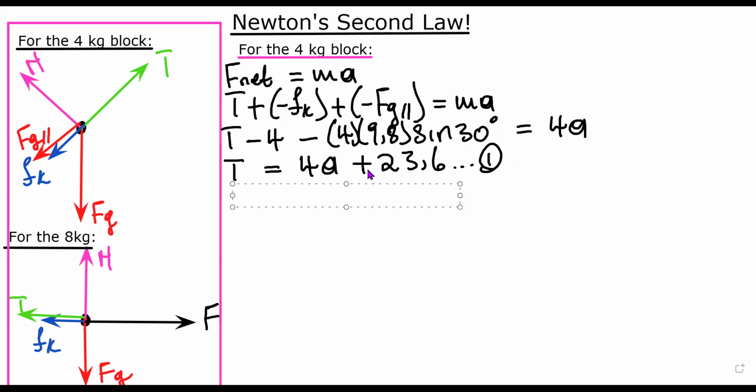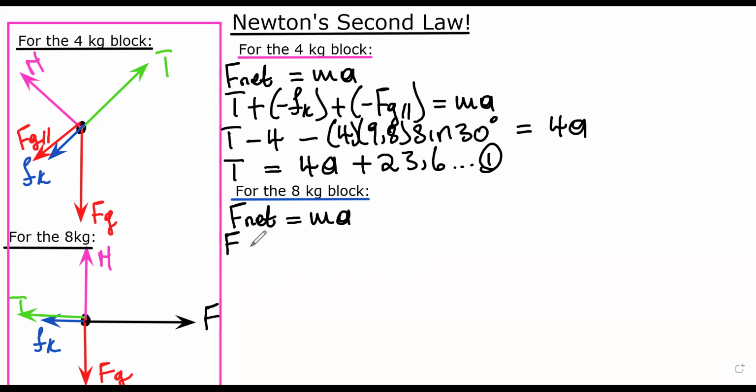Then where will I get the second equation? Well, in order for me to get the second equation, I'm just going to go to this 8 kg block and I apply Newton's second law of motion once again, okay? So I'm simply going to come and say F net equals MA, as I should, of course. So now the question is, which forces are acting here? It's 3 forces once again: tension, kinetic frictional force, and the applied force.